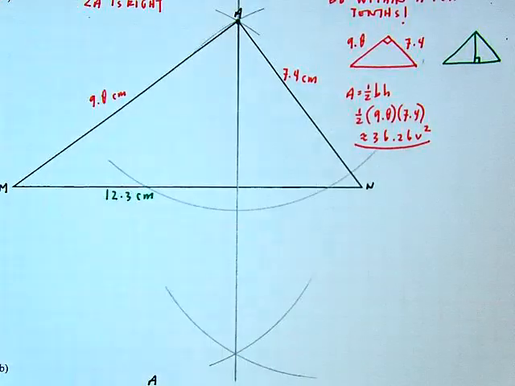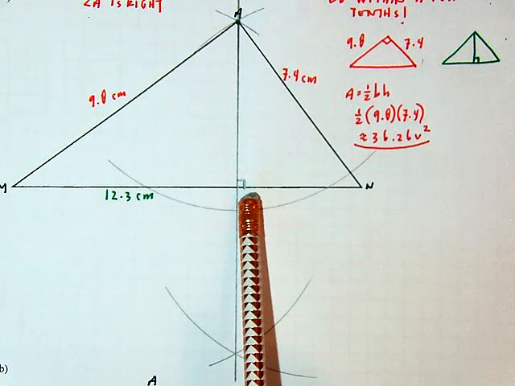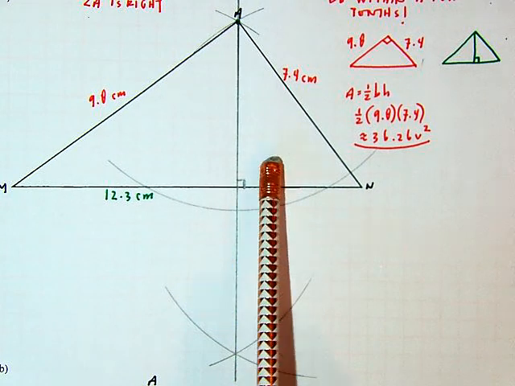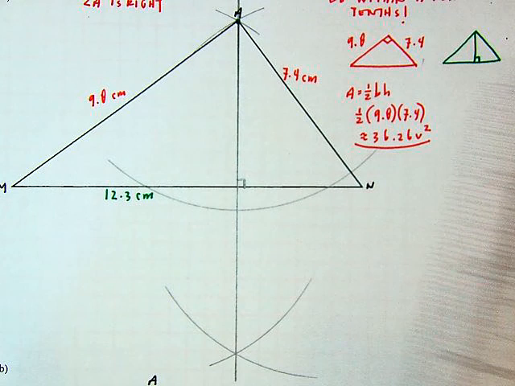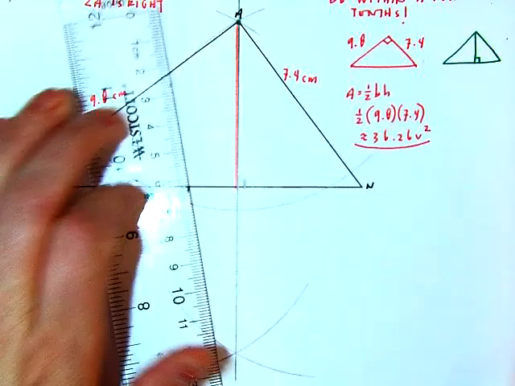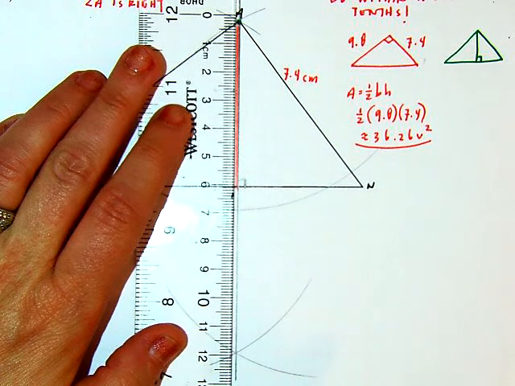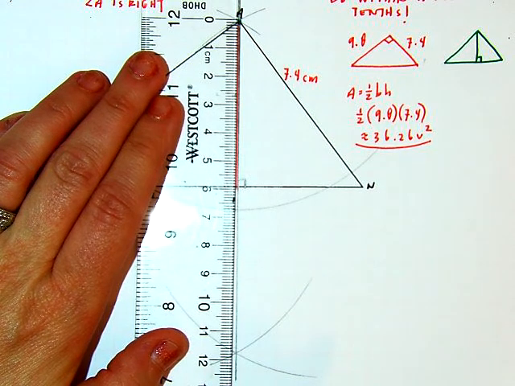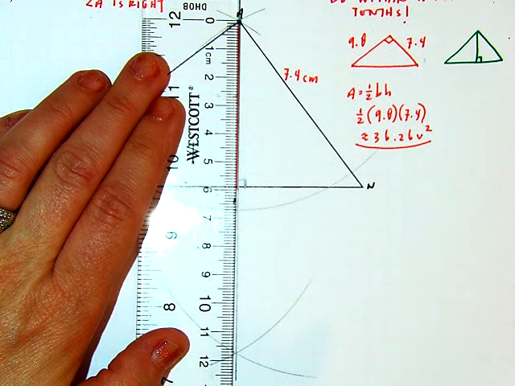All right, in doing so, I've just constructed the altitude, because now I know that this is a perpendicular pathway. That's a right angle. So I need to figure out, what is my height? What is the measure of that altitude? I want this measure right here. So let me go ahead and measure it. Using my ruler, approximately, I would say that that is 5.9.